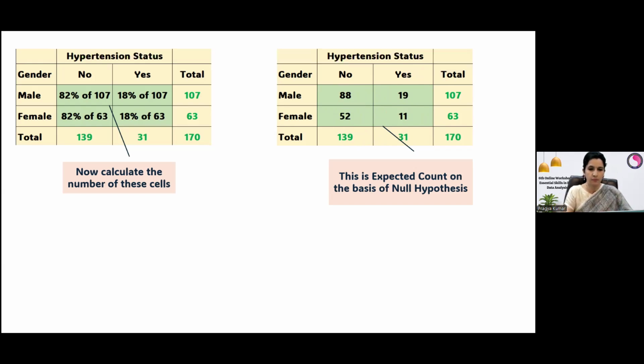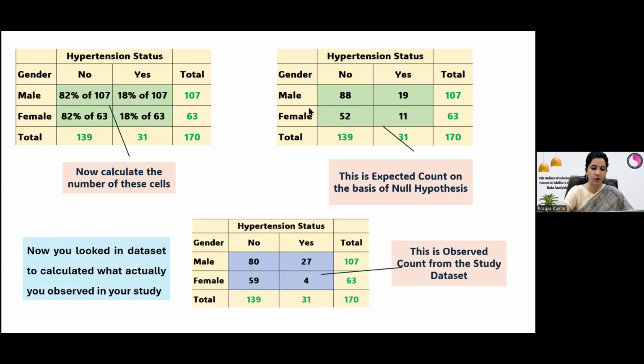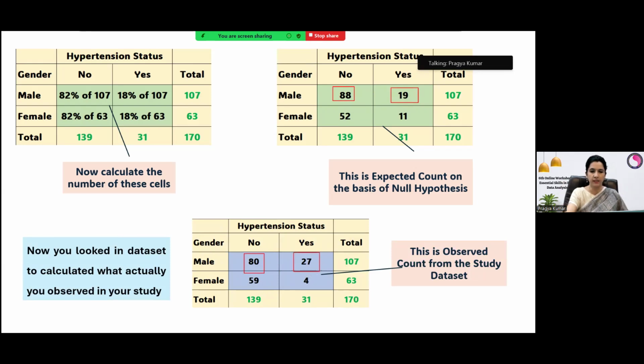But if you make a 2 by 2 contingency table, your actual count is this. So this is your observed count from the data set. From the null hypothesis, this is your expected count. Here it is 88, here it is 19, whereas your observed count from the data is 80 and 27. So there is a difference. Can you see there is a difference of 8 in the first cell, 8 again here, and similarly a difference of 7 and 7 here.